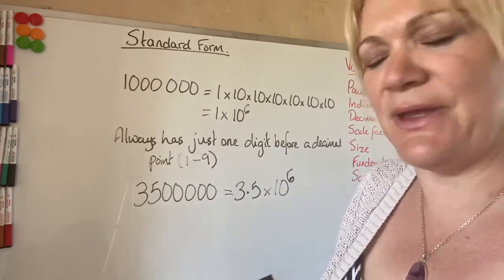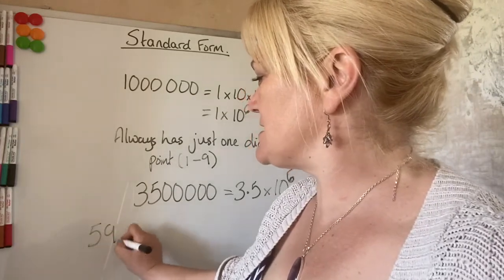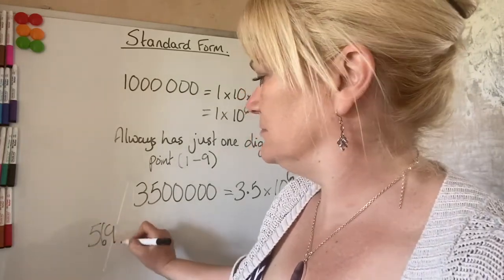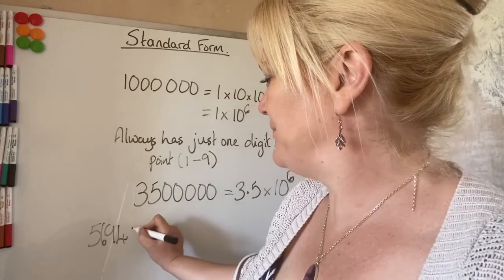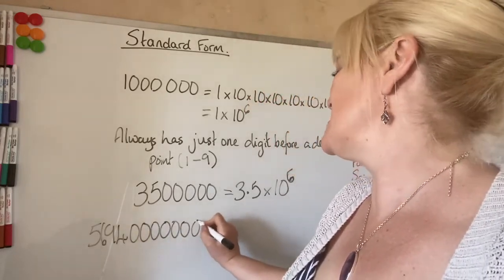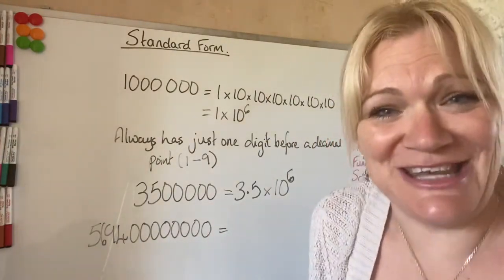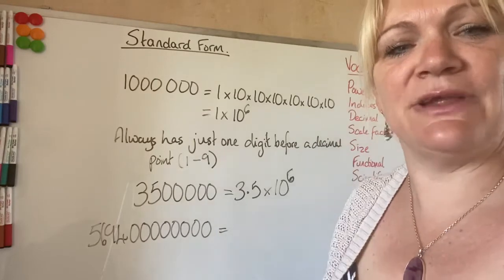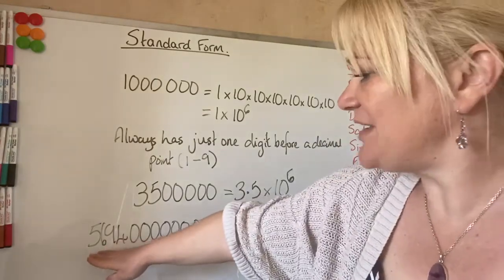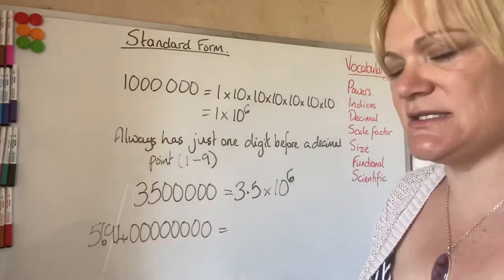Let's go for a really big one. Let's have 5, 6, 9, 4, then 1, 2, 3, 4, 5, 6, 7, 8 zeros. I'm not even going to attempt to name it. It's a really, really big number.